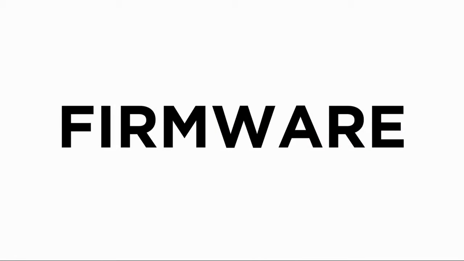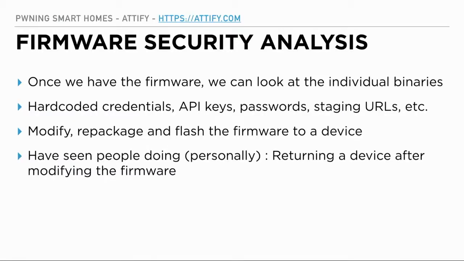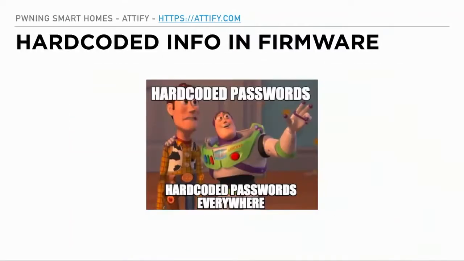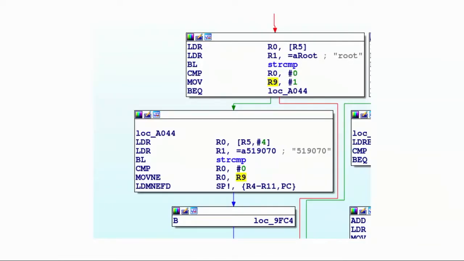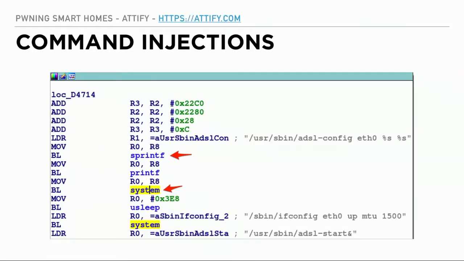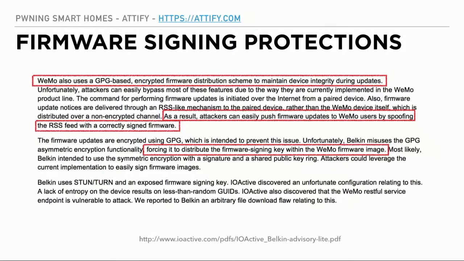Once you have the firmware, you can look for all the different things, like hard-coded credentials, private keys, passwords, configuration files, all of that. If you look at the firmware, you can find a lot of different backdoors in present-day smart home devices, a lot of command injection-based vulnerabilities, and even vulnerabilities in firmware signing.